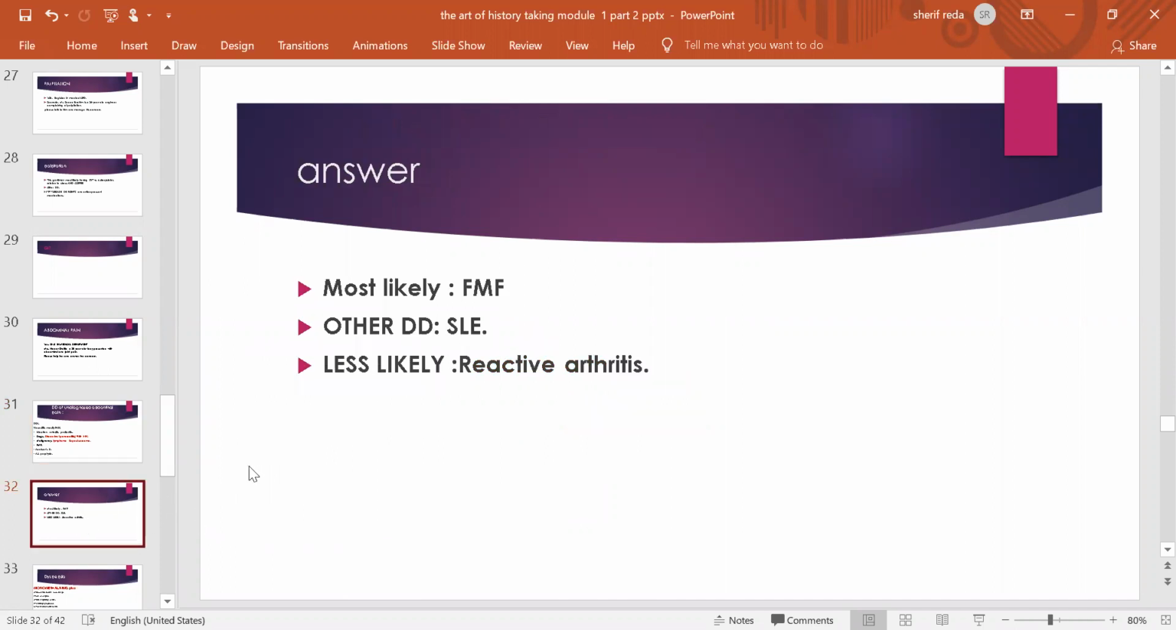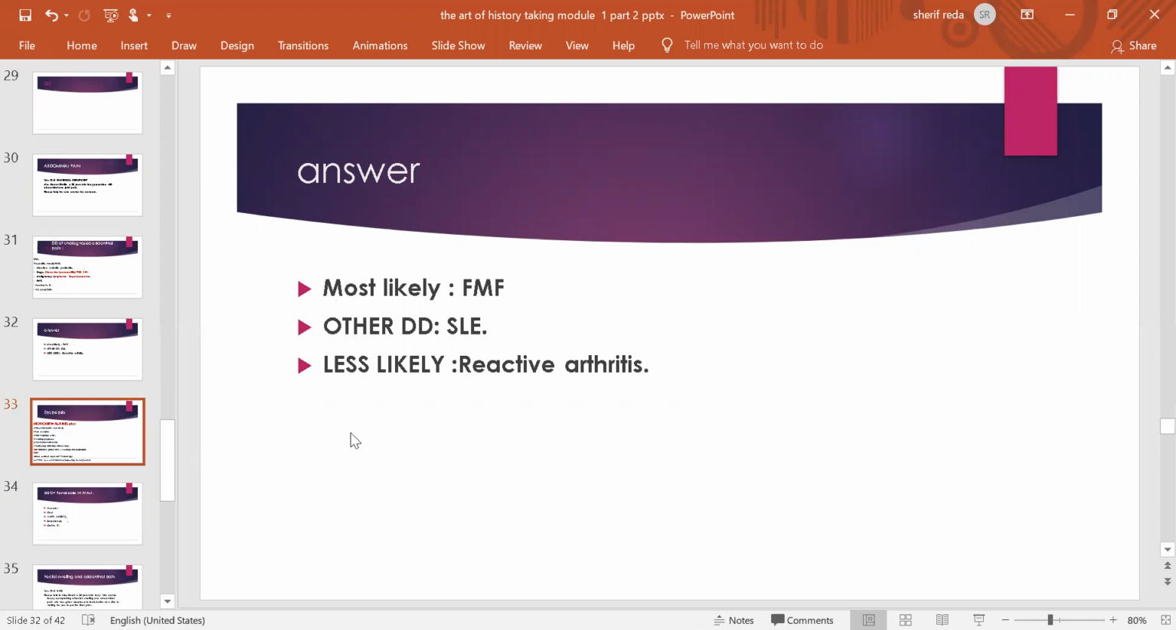So this scenario was a case of familial Mediterranean fever. And the other differential diagnosis was SLE, because she was young, and she was also having some small joint pain and so on. And also this likely was reactive arthritis. So as you can see here, we put three differential diagnoses, but one of them is the most likely one, or almost the correct one.